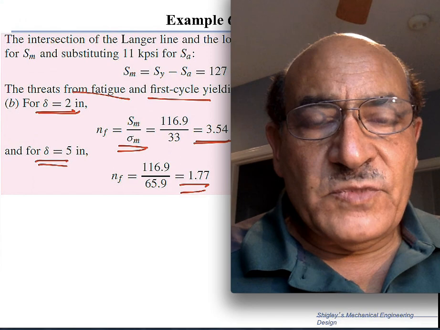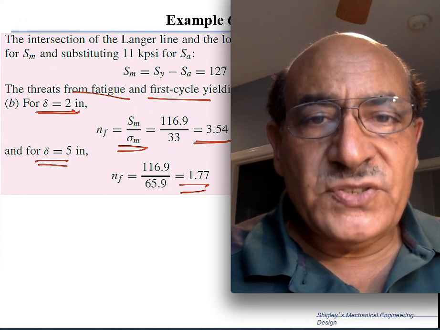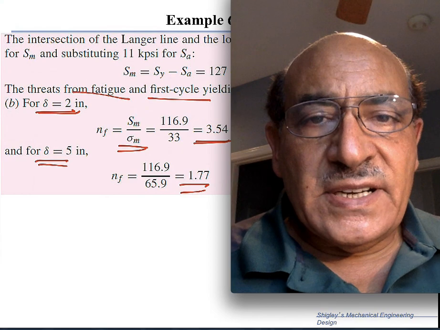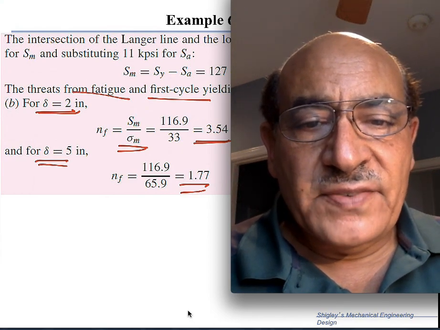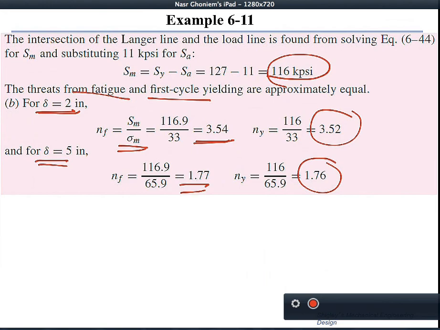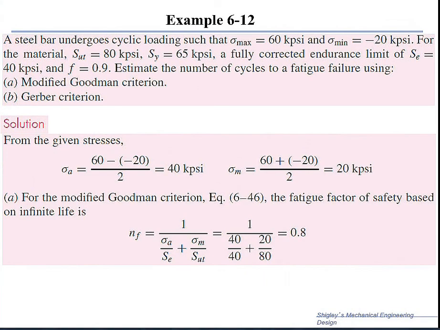The last example that I'm going to have is an illustration of what you do if you want to design not for an infinite life but for a finite life, and that's an important example. So in this example, I have a steel bar, and the steel bar undergoes cyclic loading. The maximum is given as 60, the minimum is given as minus 20, and the material has an ultimate of 80 and a yield of 65, and it's fully corrected. The SE is equal to 40, and the F is equal to 0.9.